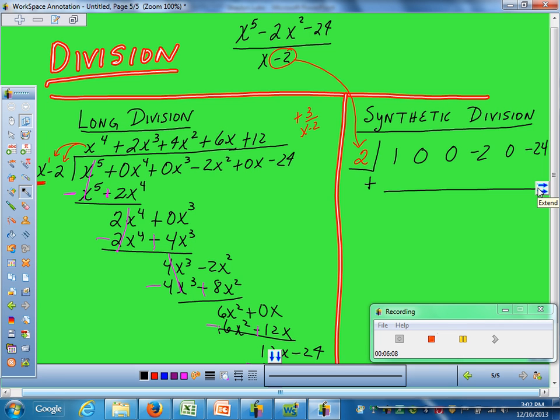Okay, now watch the magic. It's amazing. You always take the first number and drop it below the line. Okay, you got 1. Anything you write below the line, you multiply times the box. 1 times 2 is 2. Write it in the next column.